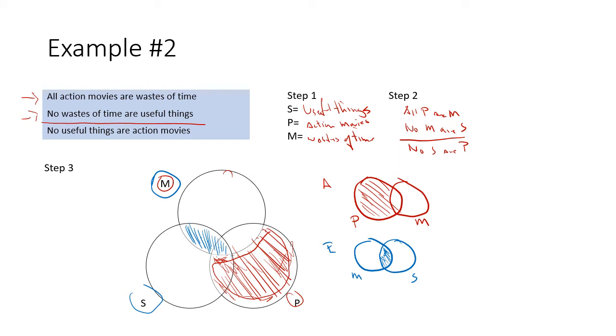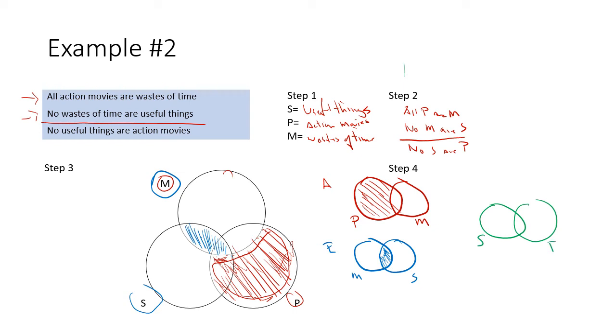And again, remember, that's the only thing that we do, we just do the 2 premises. So the final step is then to check and see whether or not you have a picture of the conclusion, right? So you look at the conclusion. In this case, the conclusion is no S are P.